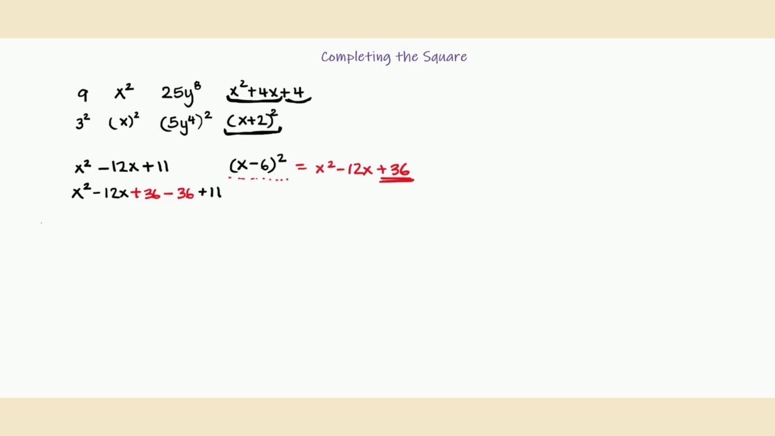Now that we have our perfect square, we will write this part as a perfect square and then simplify whatever is left over. So x squared minus 12x plus 36 we established was x minus 6 all squared. So I'll write this as x minus 6 all squared, and then negative 36 plus 11 is negative 25. And so this is how we complete the square of a polynomial.